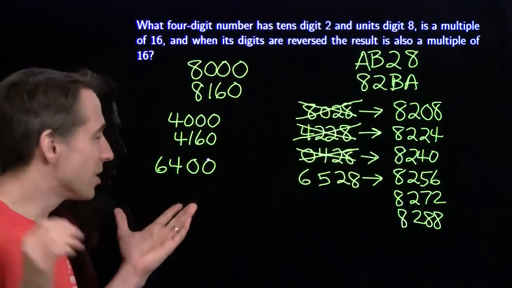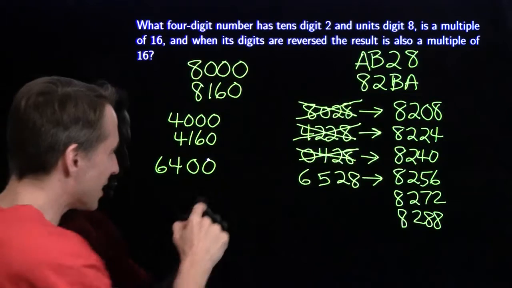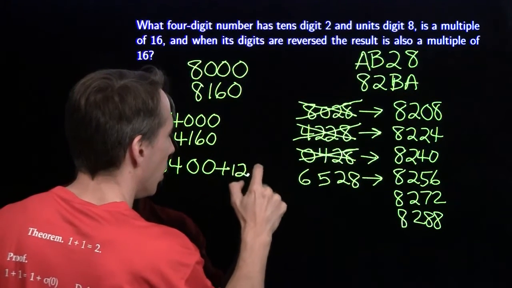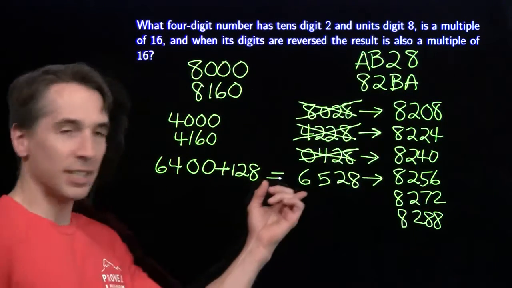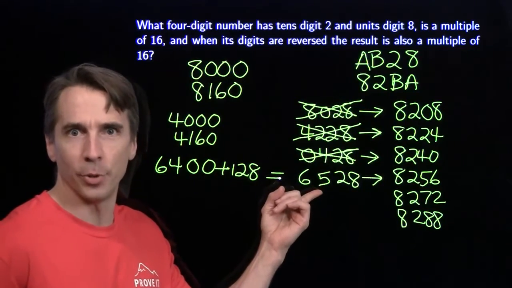128 is a multiple of 16. I add 128 to that, and lo and behold, I get 6528. That's a multiple of 16.